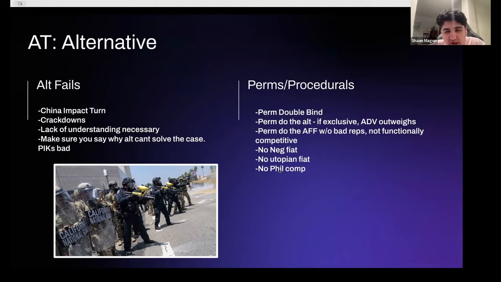The last is there's no philosophical competition. This is similar to what we talked about here, and it's just that their alternative should not be able to compete based off of our representations, but rather there should be some functional difference.